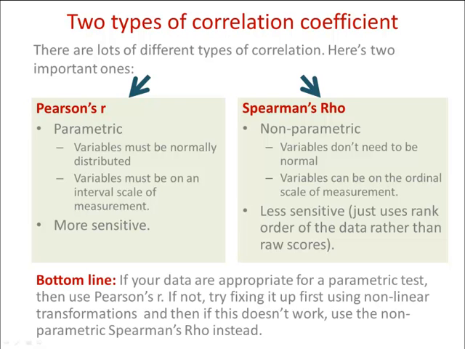Okay, so the protocol here would be, if your data are appropriate for a parametric test, then use Pearson's r. If there's some problem with normality, then try and fix it up first of all using non-linear transformations, so more on that in the lectures. If that doesn't work, then go ahead and use non-parametric Spearman's rho instead.